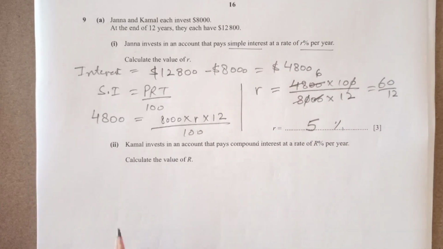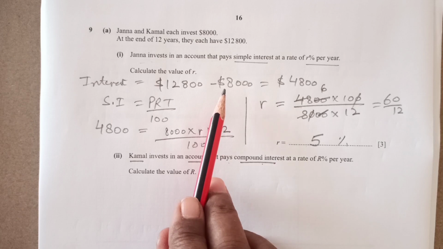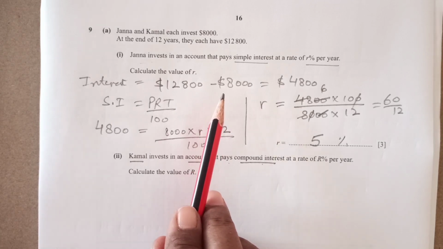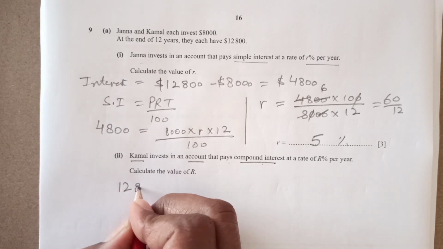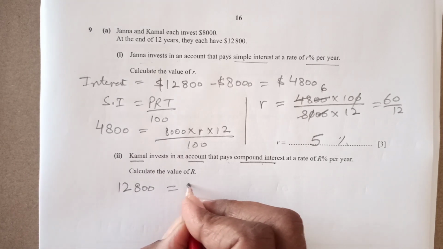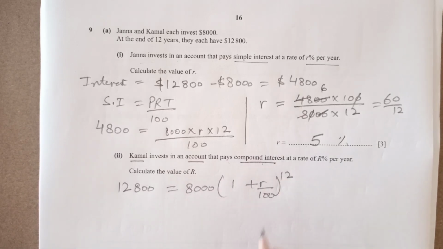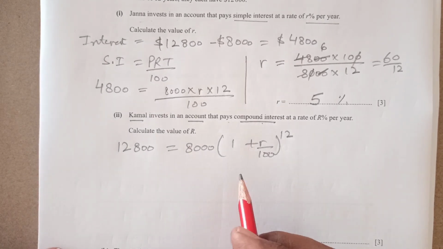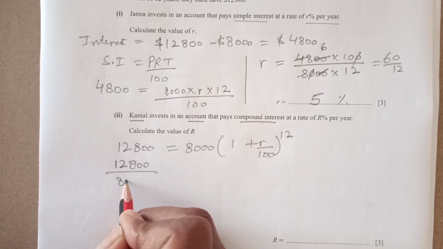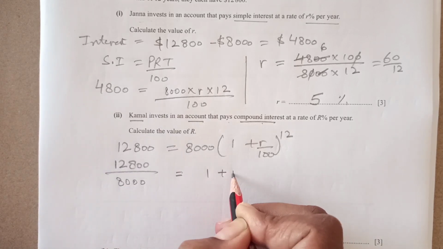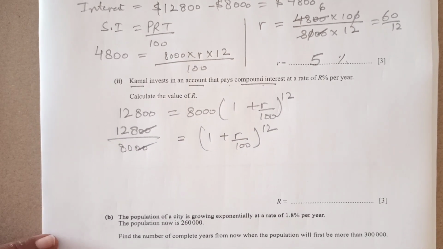Okay. Now next, Kamal invests an amount that pays compound interest. Now the same amount, which is invested on compound interest, so we are going to use this. The value of investment becomes 12,800 from 8,000 times 1 plus R over 100 power 12, right? So for this one here we have 12,800 over 8,000 equals 1 plus R over 100 power 12. So these two zeros are gone.